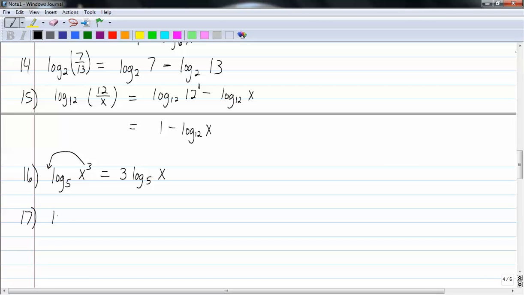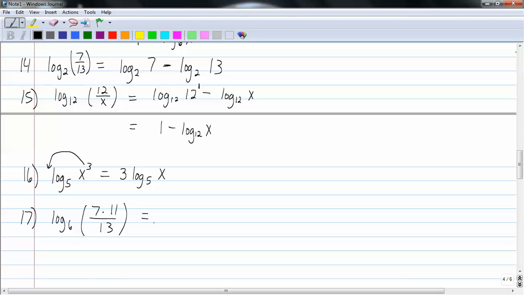Number 17, log base 6 of 7 times 11 over 13. All right, it's written like this because they want us to expand this as much as possible. We all know that 7 times 11 is 77, but it's written as 7 times 11 for a reason, because they want us to expand this as far as we can. All right, so make sure you don't make that 77.